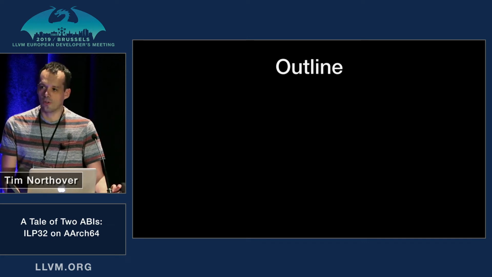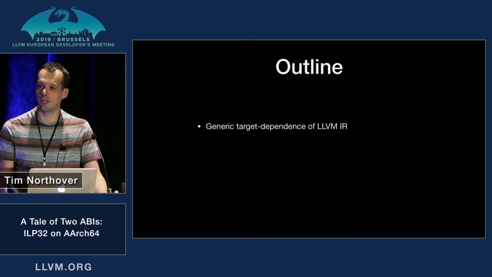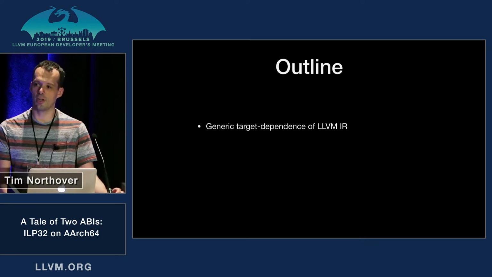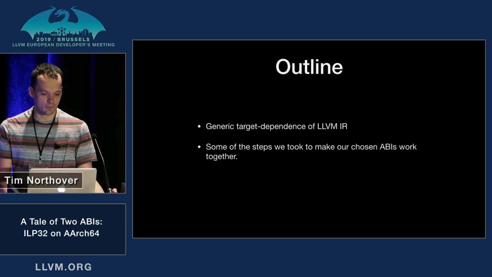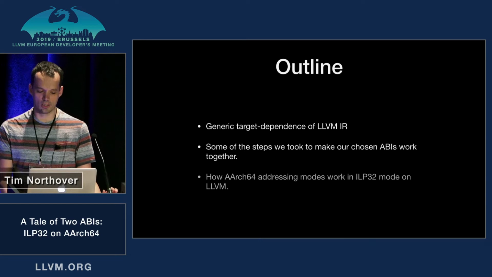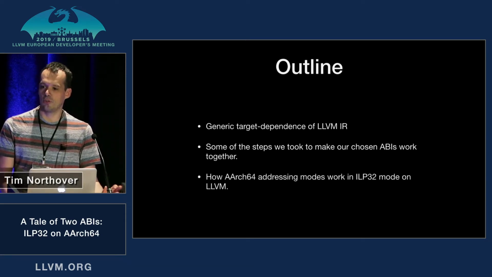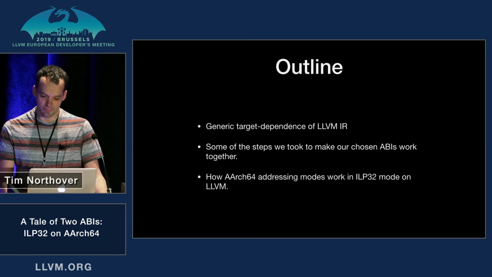So for the rest of the talk, I'm going to start off with going into some details about exactly how LLVM is target dependent and what you have to overcome to make this kind of scheme work. Then I'm going to give a few more details about the slightly more technical issues we had to overcome. And finally, I'll talk about how we managed to make the ILP32 scheme work in LLVM's SelectionDAG infrastructure, where there's a certain impedance mismatch that makes things a bit tricky.